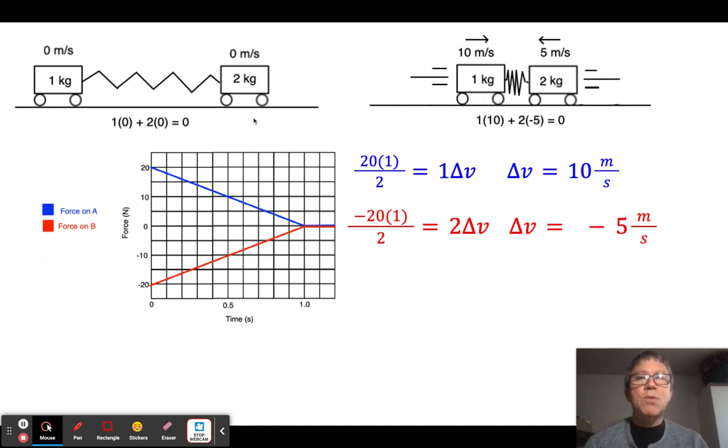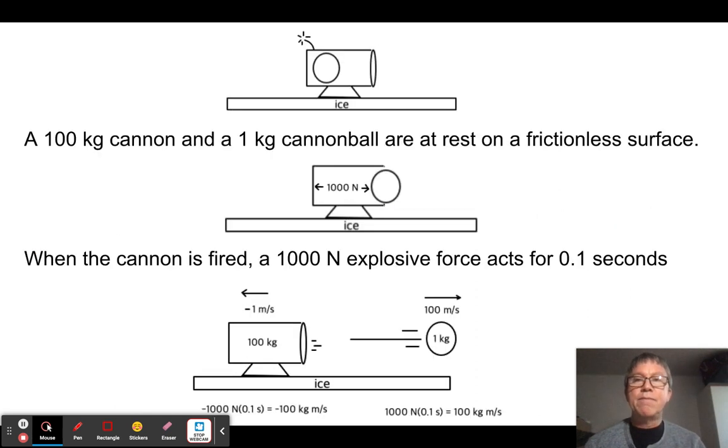But the other one has twice the mass. Since it has twice the mass, the change in velocity is going to be half as much. It's going to be -5. But when I calculate the momentum, you've got it. 1 times 10 is still equal to 2 times -5, which still gives me a system momentum of zero. Momentum was conserved. The force between these two objects cannot change the momentum of the system.